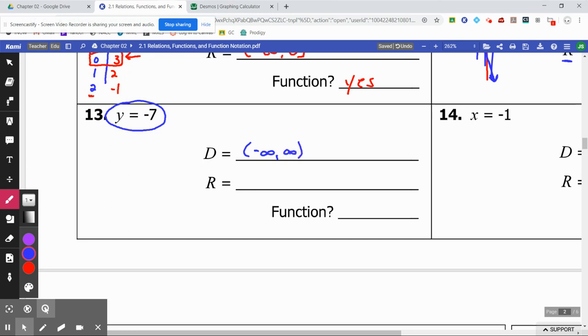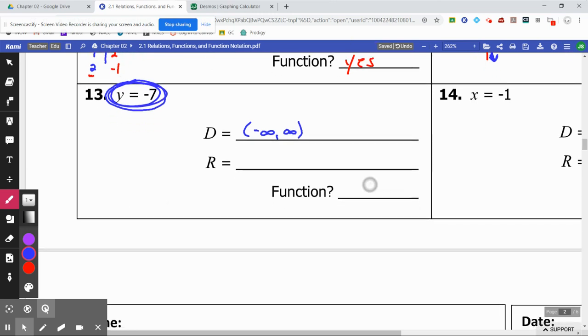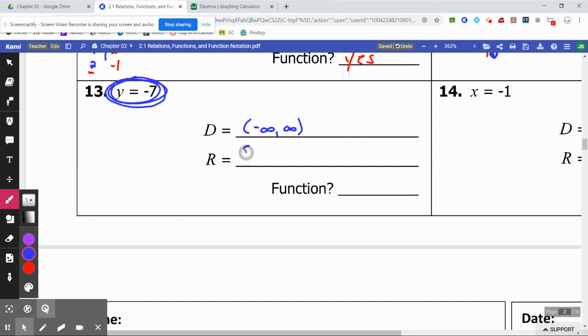What if x were -1 million? What is y? -7. What if x is 2? What is y? -7. X can be anything you want it to. However, the range has only a single value. And I'm going to list that single value right there. The only thing that y can be is -7.